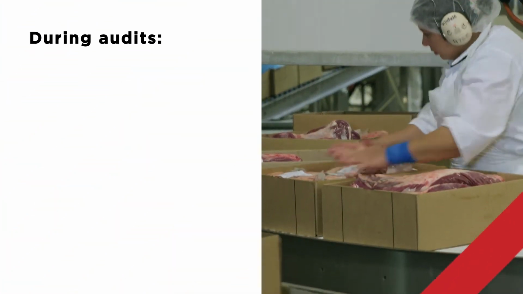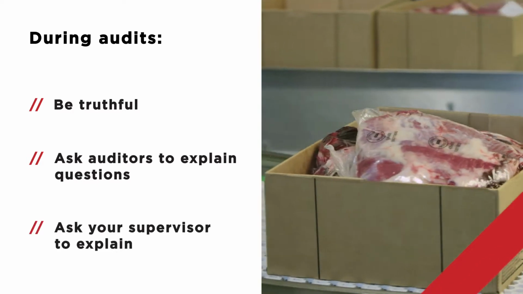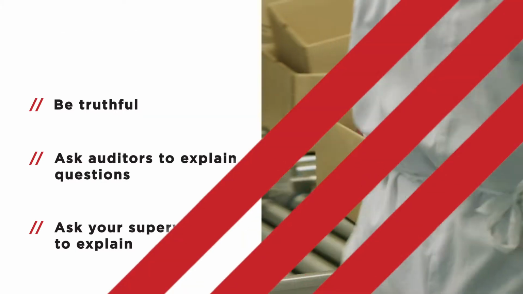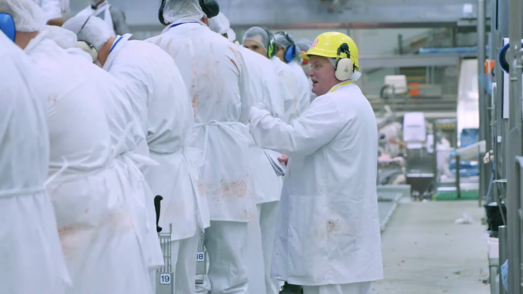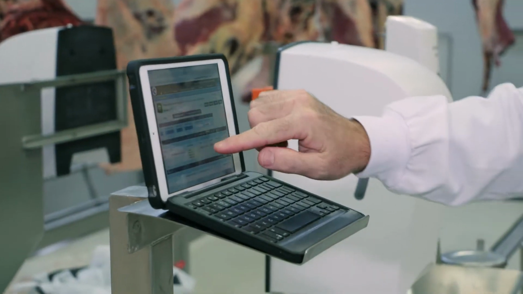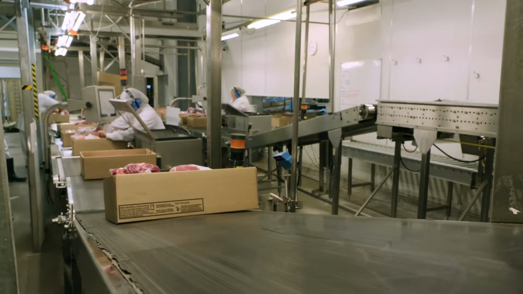An auditor may ask you questions. It's important to be respectful and answer truthfully. If you don't fully understand the question, ask for it to be explained to you. You can also ask your supervisor for help. These food safety and quality systems help ensure the Australian meat that we process is of a world-leading standard.